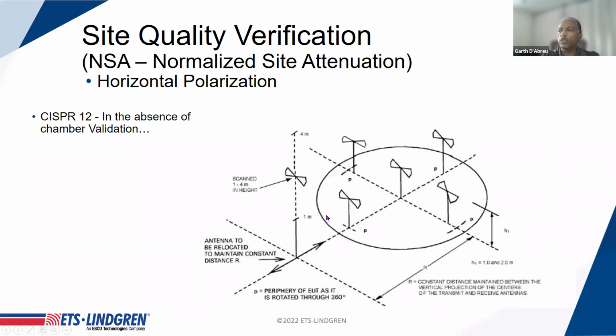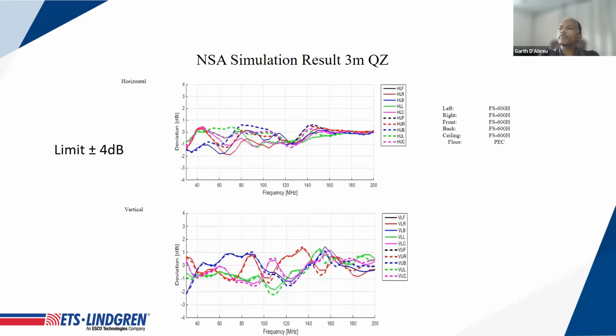You end up with a chamber with performance that you can quantify, and it's good when you're doing your combined uncertainties to know how much of that uncertainty is contributed by the chamber itself. This is just an example of the type of results that you'd get from an NSA measurement, a normalized site attenuation measurement. The CISPR 16 standard requires that the variation be less than plus minus 4 dBs. And in a lot of cases, it's quite easy to get much lower than those limits.